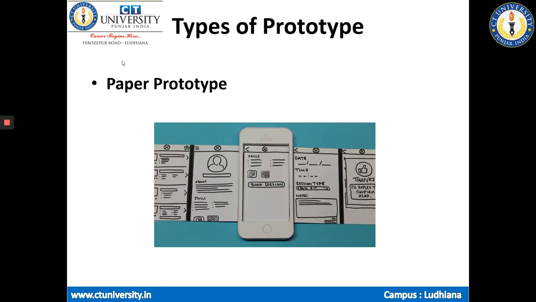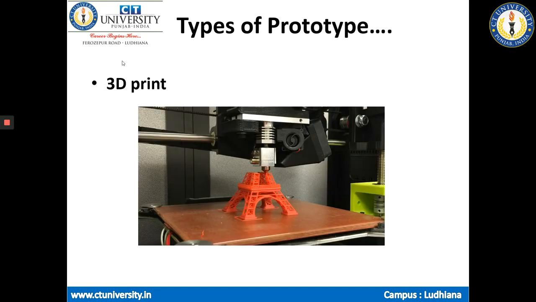So we can also be interested in types of prototype. You can see the first is the paper prototype, and you can clearly see the image also. A paper prototype is created in the form of rough or hand sketch drawings of the product's interface, maybe front end design or back end design. After the paper prototype, we have the 3D print prototype. This prototype is printed using a 3D printer, and we are going to learn this in our webinar.